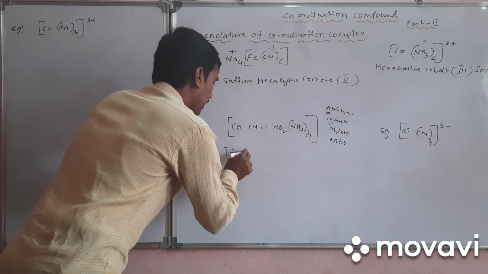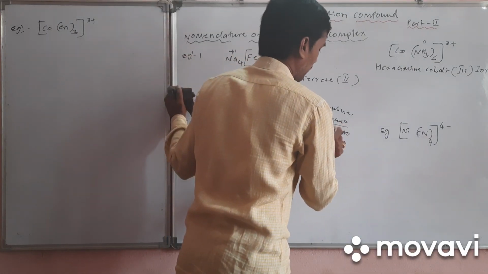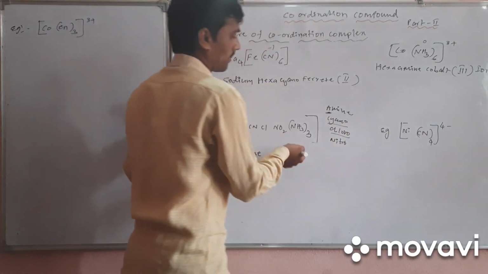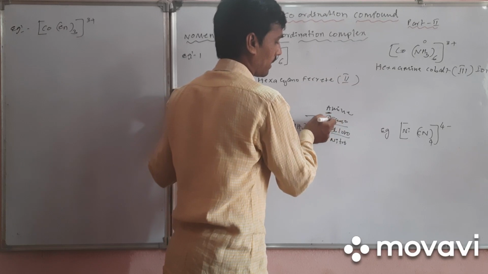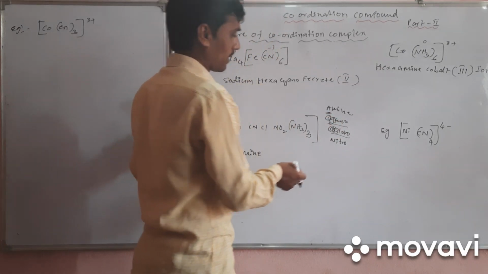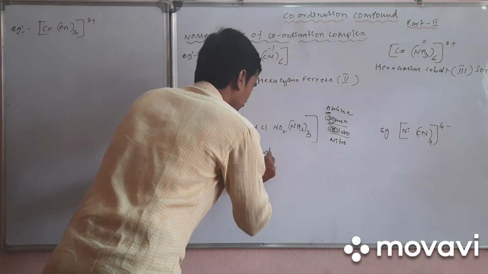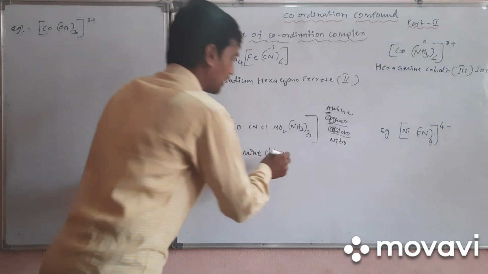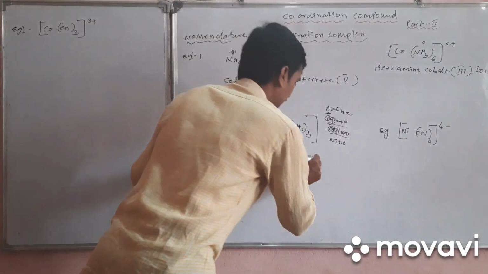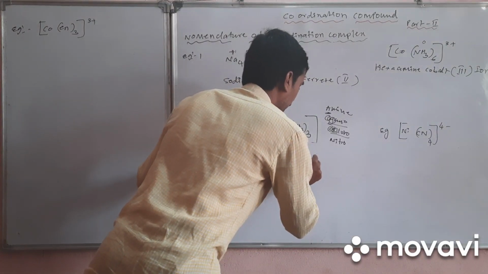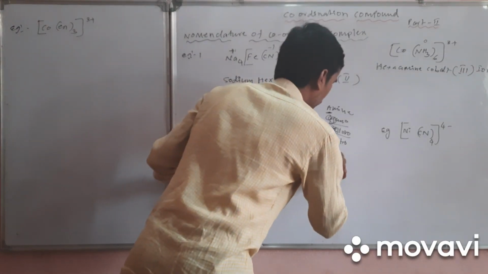Next, in this case cyano and chloro both contain C, so we go to the second letter in alphabetical order. Chloro comes first, so we write triamminechloro, next cyano, next nitro, then write the metal atom name, cobalt.